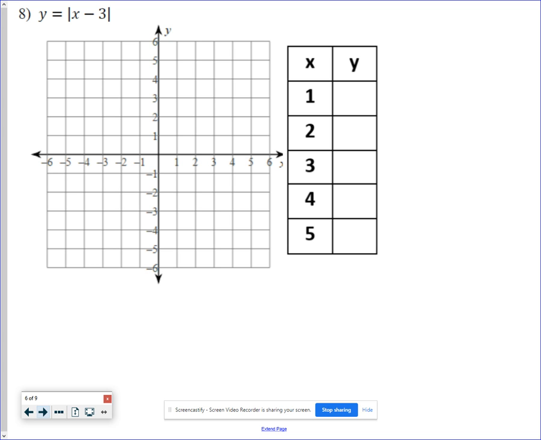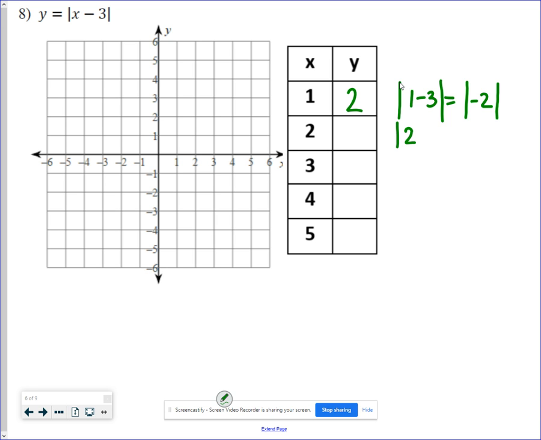Number 8, I have to substitute some of these numbers in, so I think that we will do a little bit of substitution here and show the substitution. The absolute value of your X value minus 3. So here I've got 1 minus 3. Well, the absolute, let me back up. 1 minus 3 is -2, but the absolute value of -2 is 2.